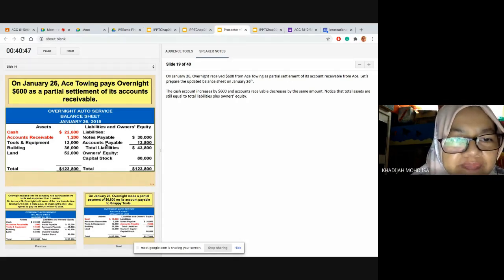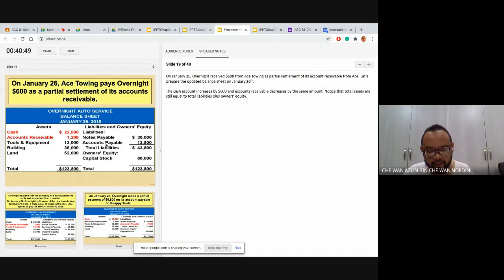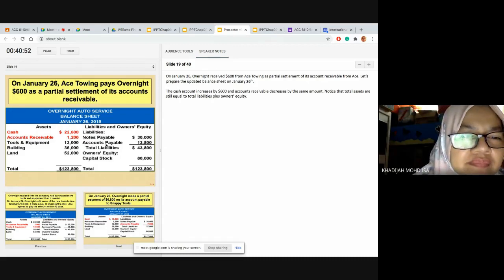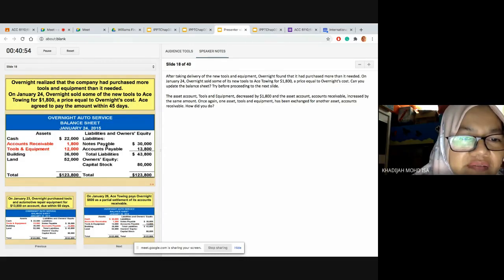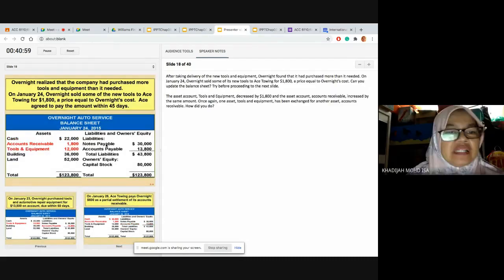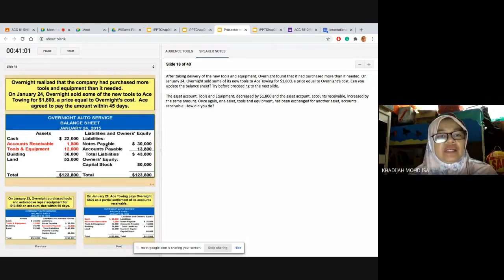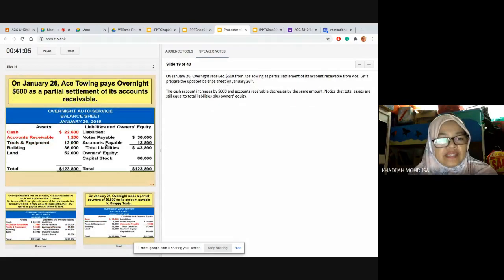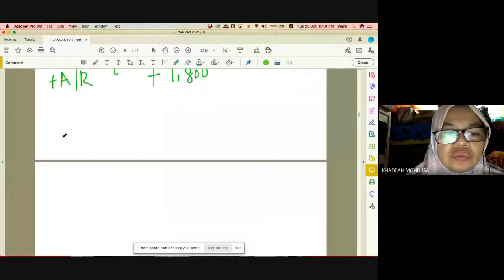Accounts receivable: initially reduce how much? Before this it was 1,800, but now the company pays 600. Account receivable pays out, right? Stowing is the account receivable. They pay overnight receivable 600 as a partial settlement. So initially their debt was 1,800, now it has dropped to 1,200.